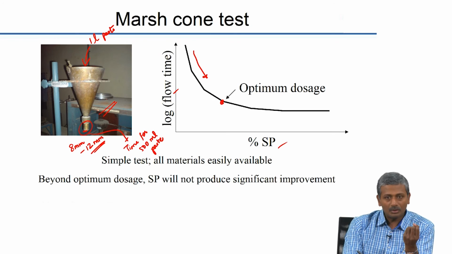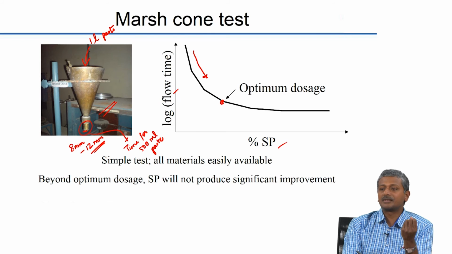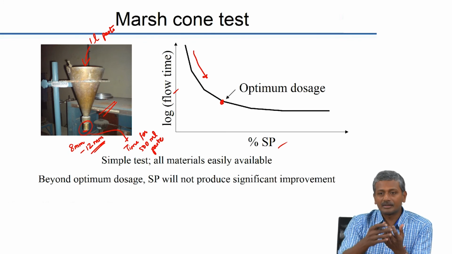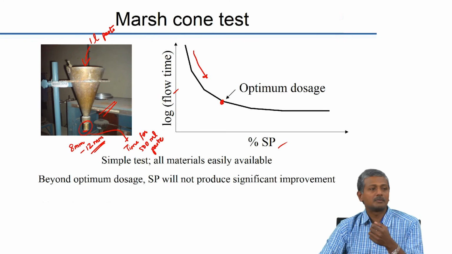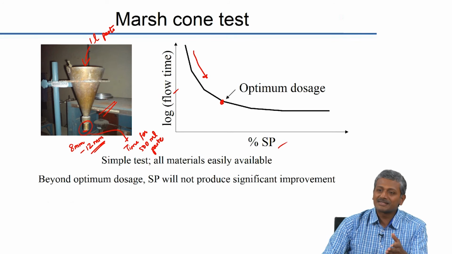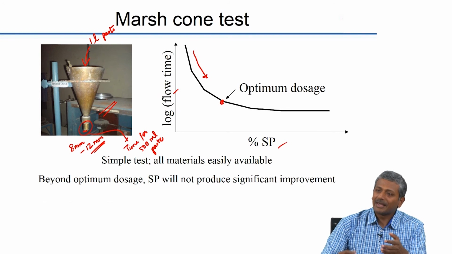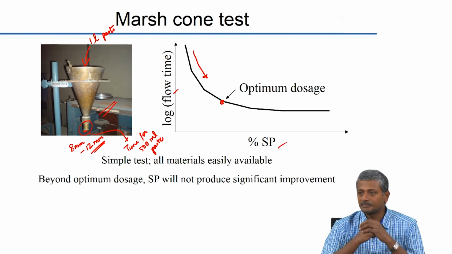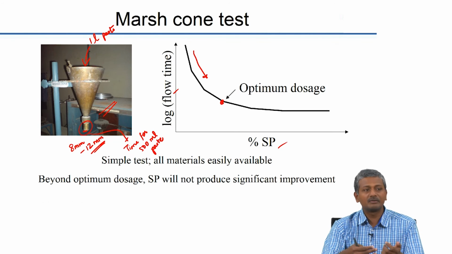The adsorption of the SP molecule on the cementitious grains and the resultant repulsion, or steric repulsion, whatever it may be, right. So, what do you think is happening at that dosage beyond which extra SP is not really doing much in your system? There is no extra surface left. So, whatever extra SP that you add is simply going into the water, right. It is not really doing anything for further plasticizing the cement grains.